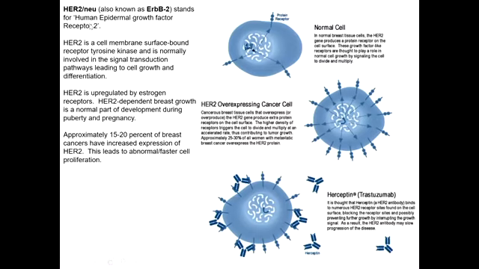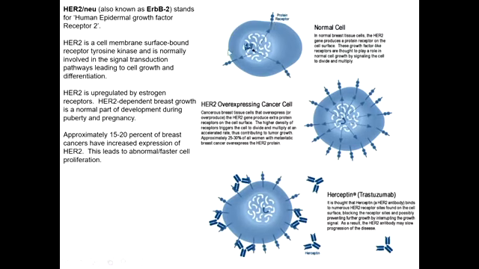HER2, also known as ERB2, is human epidermal growth factor receptor 2. This is a receptor tyrosine kinase, and it would be present here on the outside of this cell. HER2 is a cell membrane surface-bound RTK, and it's normally involved in transduction pathways leading to cell growth and differentiation. That's probably not a surprise. You just learned about cell growth being dependent on RTKs. HER2 is upregulated by estrogen receptors. So another nearby estrogen receptor can upregulate HER2.